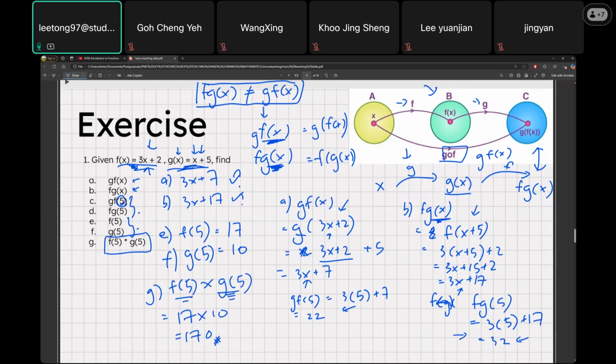So this and this are different. These two are just multiplication of two functions, but this is a composite function, so they are different.